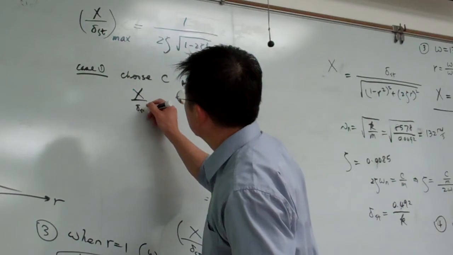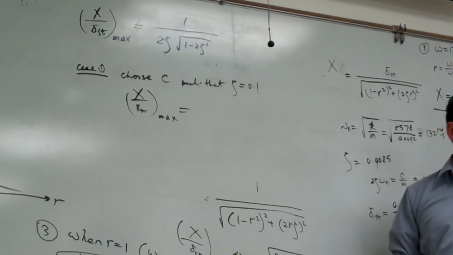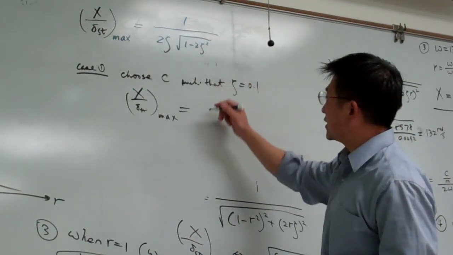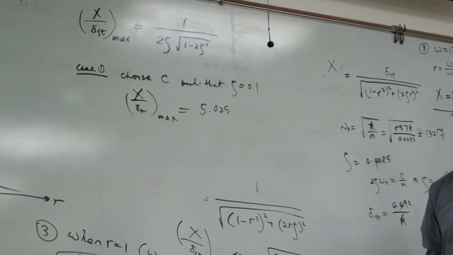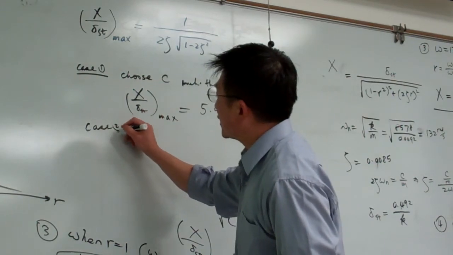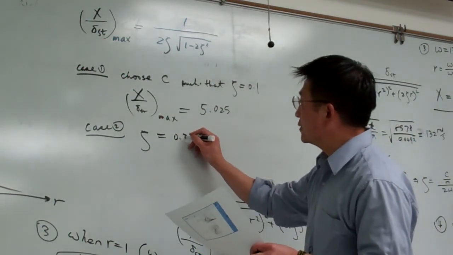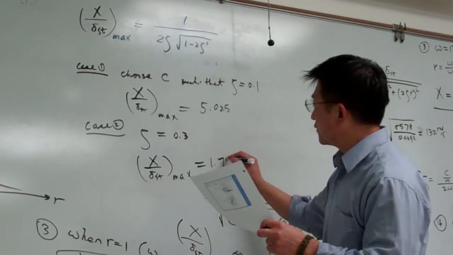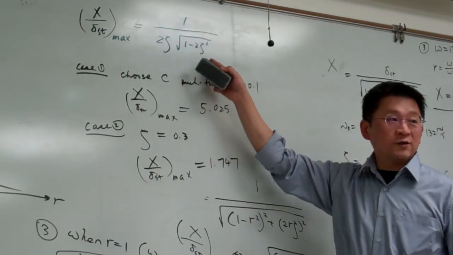Then this value has a maximum, and you simply plug in here. That'll be very straightforward, right? And I think the problem statement is like this. So we simply plug in zeta equal 0.1 there, and that will be equal to 5.025. Okay, and for case 2, another exercise, say if we choose C such that the damping ratio equals 0.3, then this maximum will be equal to 1.747. I think this exercise is very, very straightforward. Again, that is the fundamental. Just get a little bit familiar with this kind of equations here.